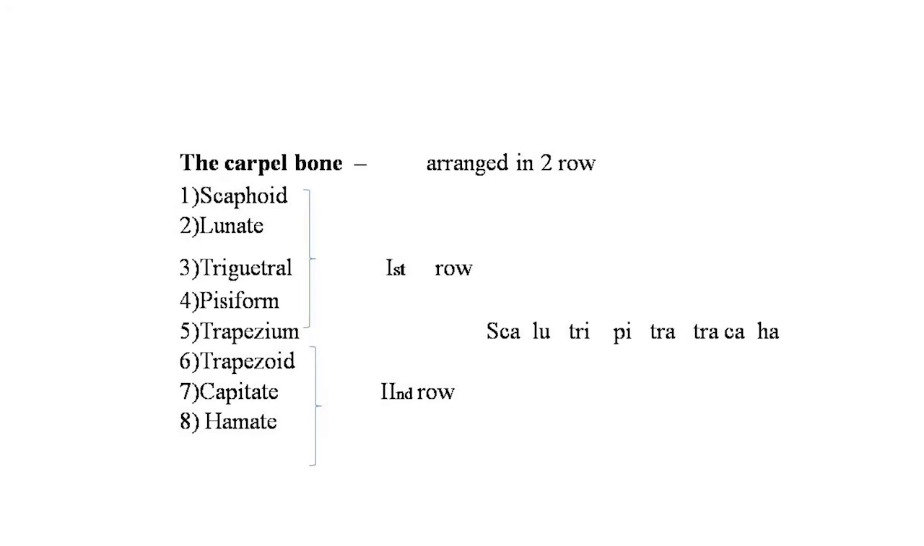Now the next point in this lecture is the carpal bones. The carpal bones are arranged in two rows. The first row is the scaphoid, lunate, triquetrum and pisiform, and the second row is the trapezium, trapezoid, capitate and hamate. Here a short form is given to memorize it.